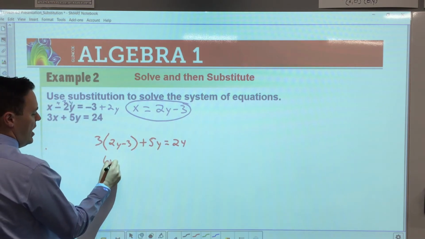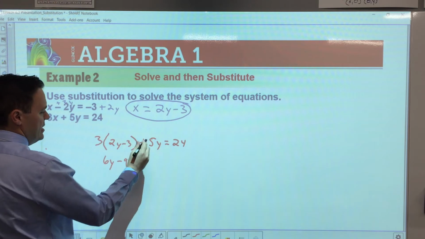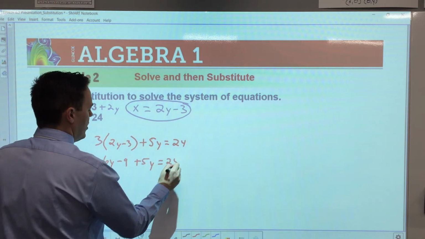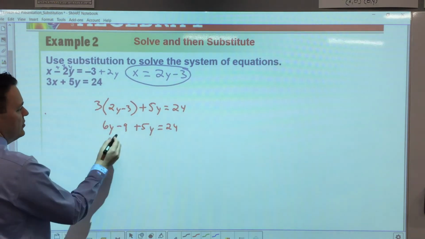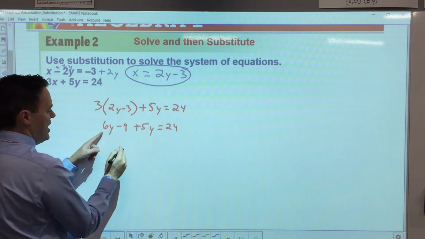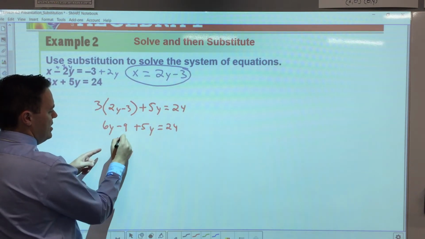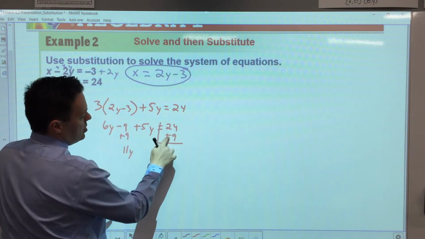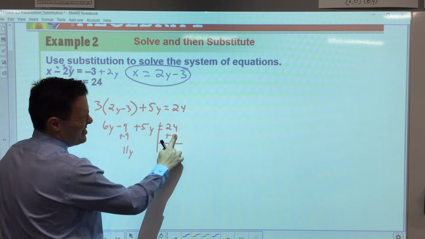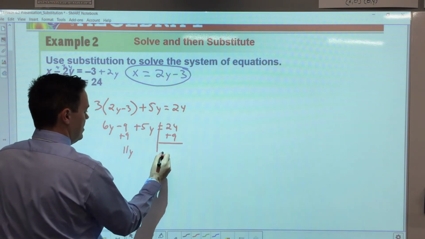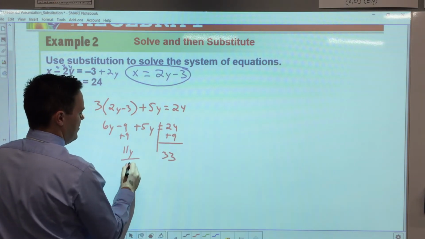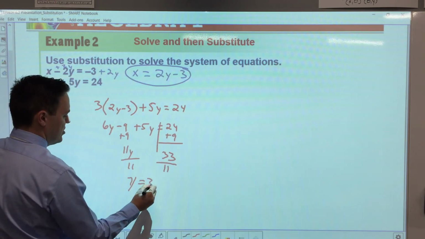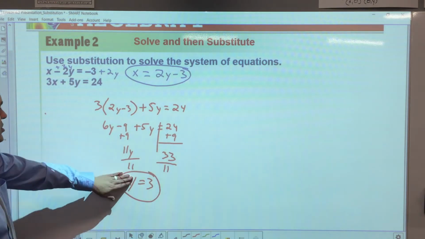So, 6y minus 9, and then that's plus 5y equals 24. Combine like terms, so 6 plus 5 is 11y. I'm going to add 9 to both sides, and that's going to equal, what is that, 33. Divide by 11, y equals 3. Y equals 3 on that one.